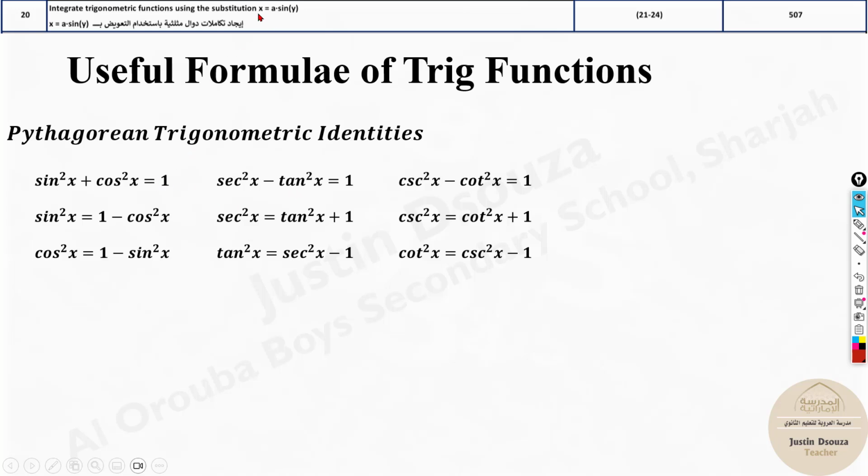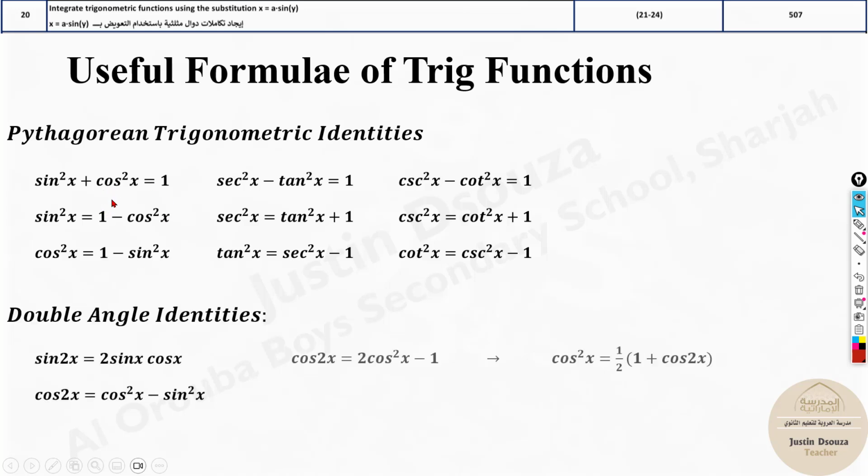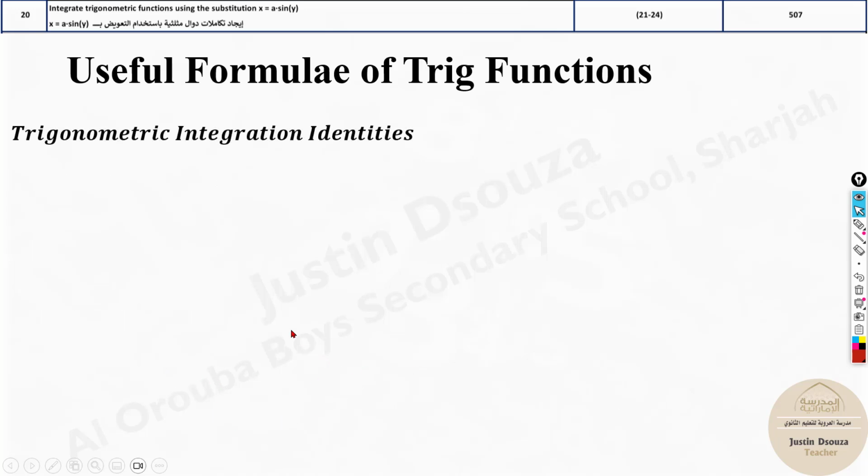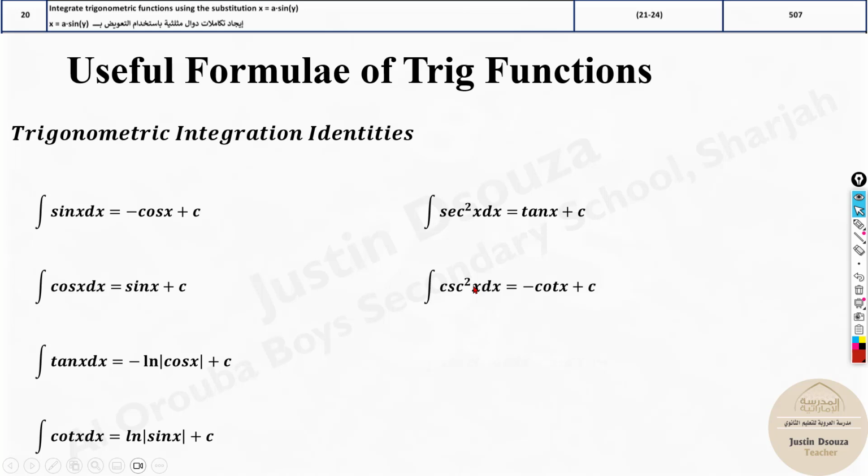Because they have already mentioned it's x equals a sine y, just stick to one, that is more than enough. And double angle identities are not required for this particular topic, but in general, if you remember them, in case you need them for simplification, we can use them. And there are trigonometric integration identities. Obviously, we are dealing with trigonometric substitution, so you need to know the basic trigonometric integration formulas.